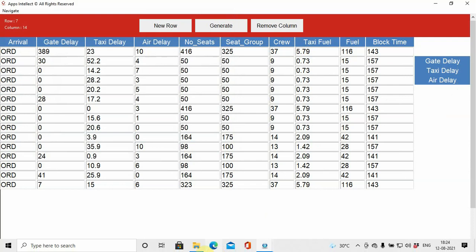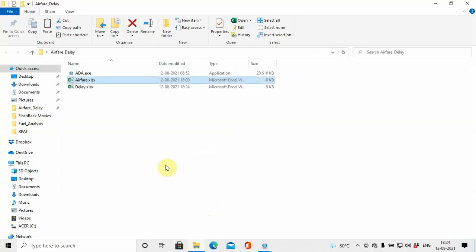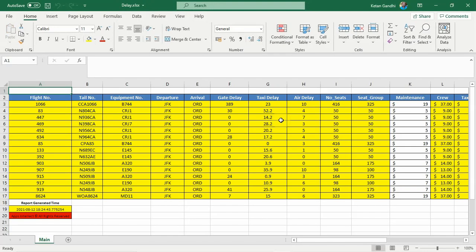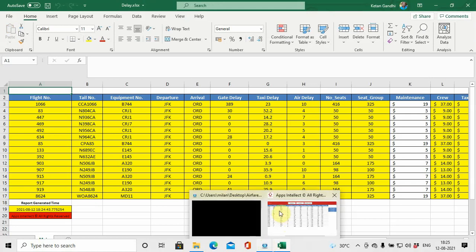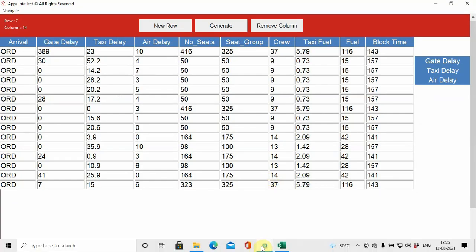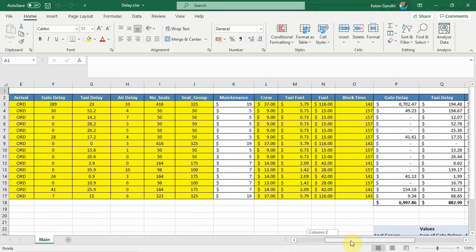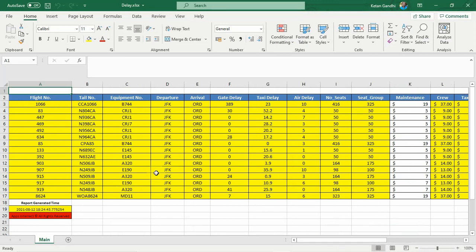It is saved in the same place where this particular airfare Excel file and the other exe were. So we click on the delay file, and we'll open it, and we'll see how it is calculated. This data was inputted by us via this screen, which is yellow highlighted, and now we'll have a look at how the costs are calculated. This is for the New York to Chicago market on the 7th of July 2007. This is what we went through, all the input data.